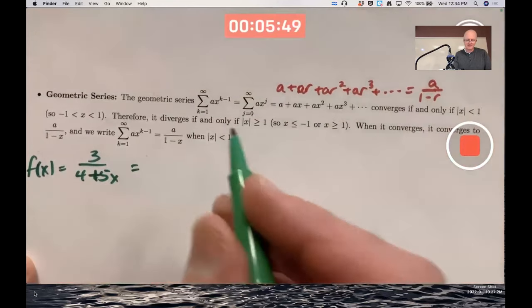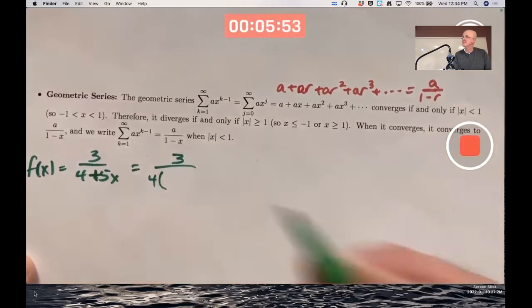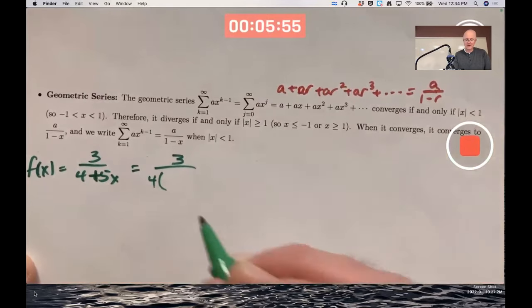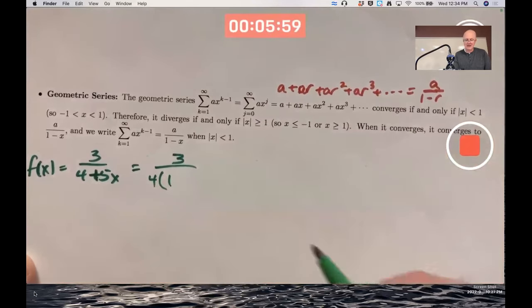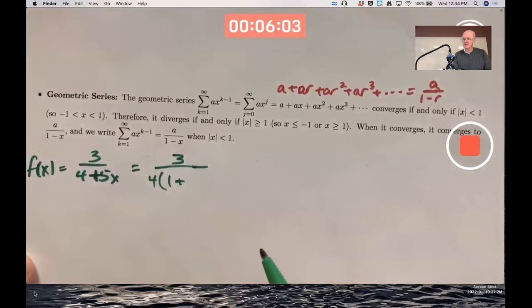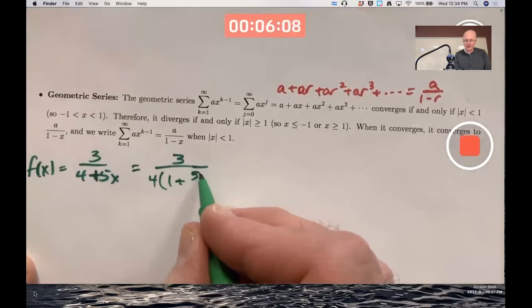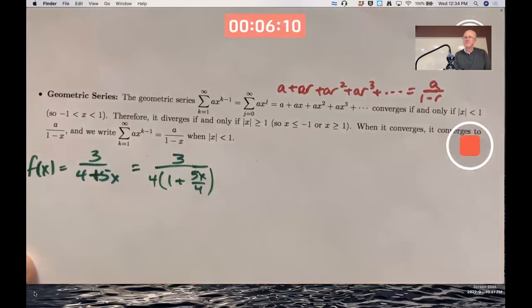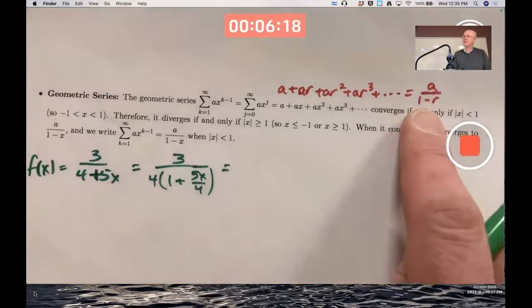How? Well, factor out a 4. Because 4 equals 4 times 1. That puts a 1 there. Of course, if I do factor out a 4, I've got to factor it out of both terms. So the second term is not a 5x, instead it's a 5x over 4. So at least I've got a 1 there now. It's a little closer to that.